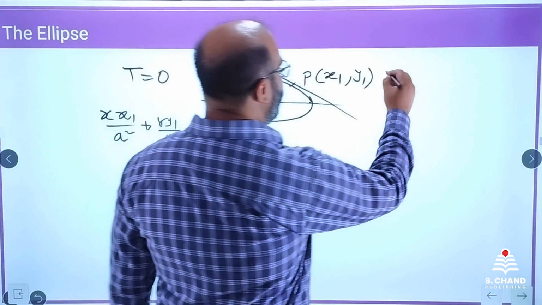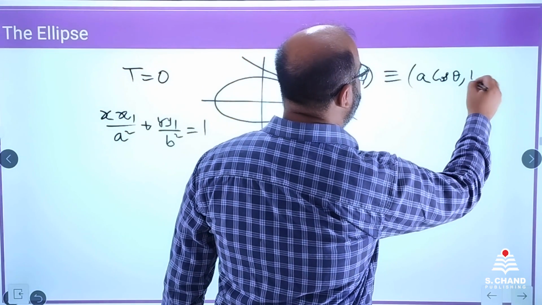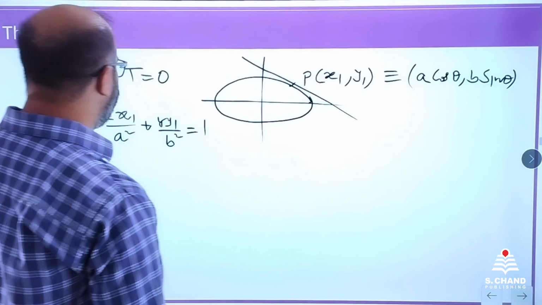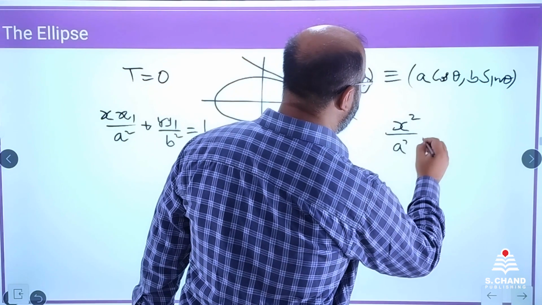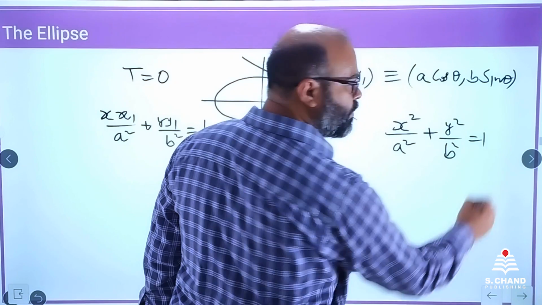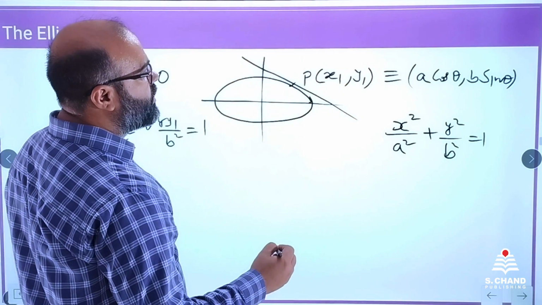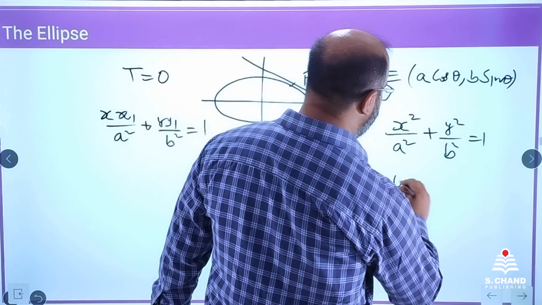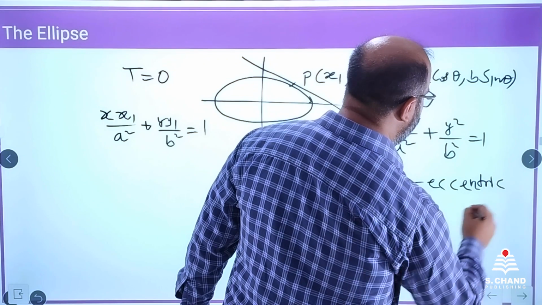Parametric point can be taken as A cos theta comma B sin theta. So if we take this parametric point, this will automatically satisfy the equation of the ellipse, x square by A square plus y square by B square is equal to 1. Now, if we want to find the geometrical meaning of this theta, which is called the eccentric angle, we can understand by drawing auxiliary circle.